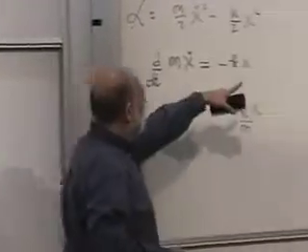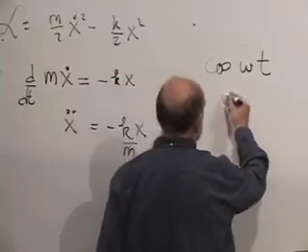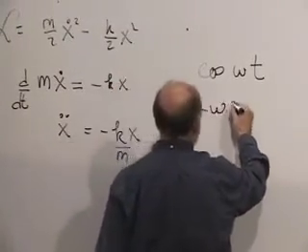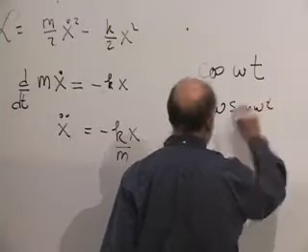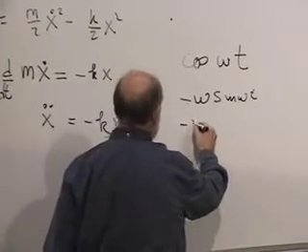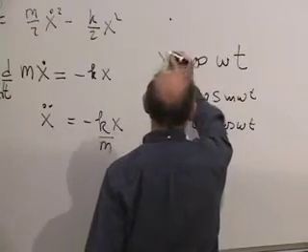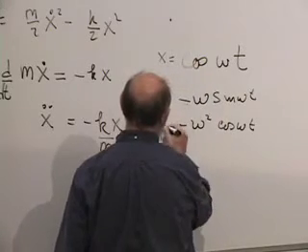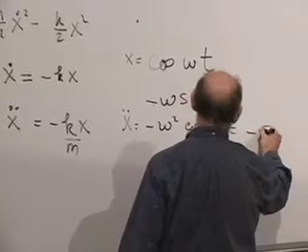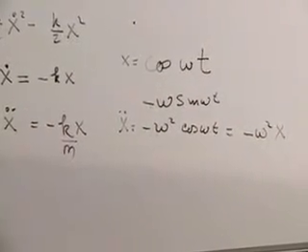What is the first derivative of this with respect to time? Minus omega times the sine. Minus omega sine omega t. What's the second derivative? Minus omega squared cosine omega t. So if I call this x, then this is x double dot, and notice that it's just minus omega squared times x. That's what this equation says.